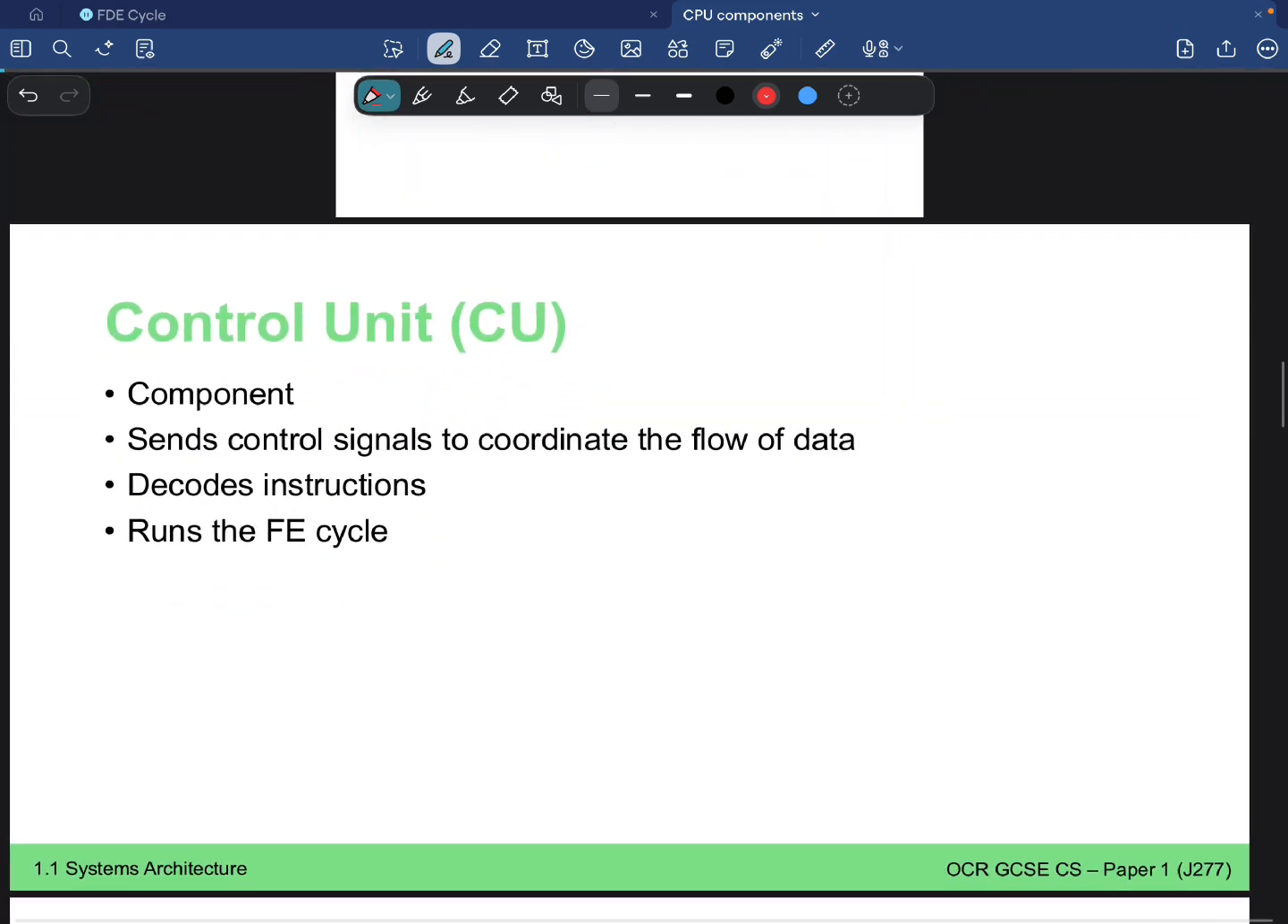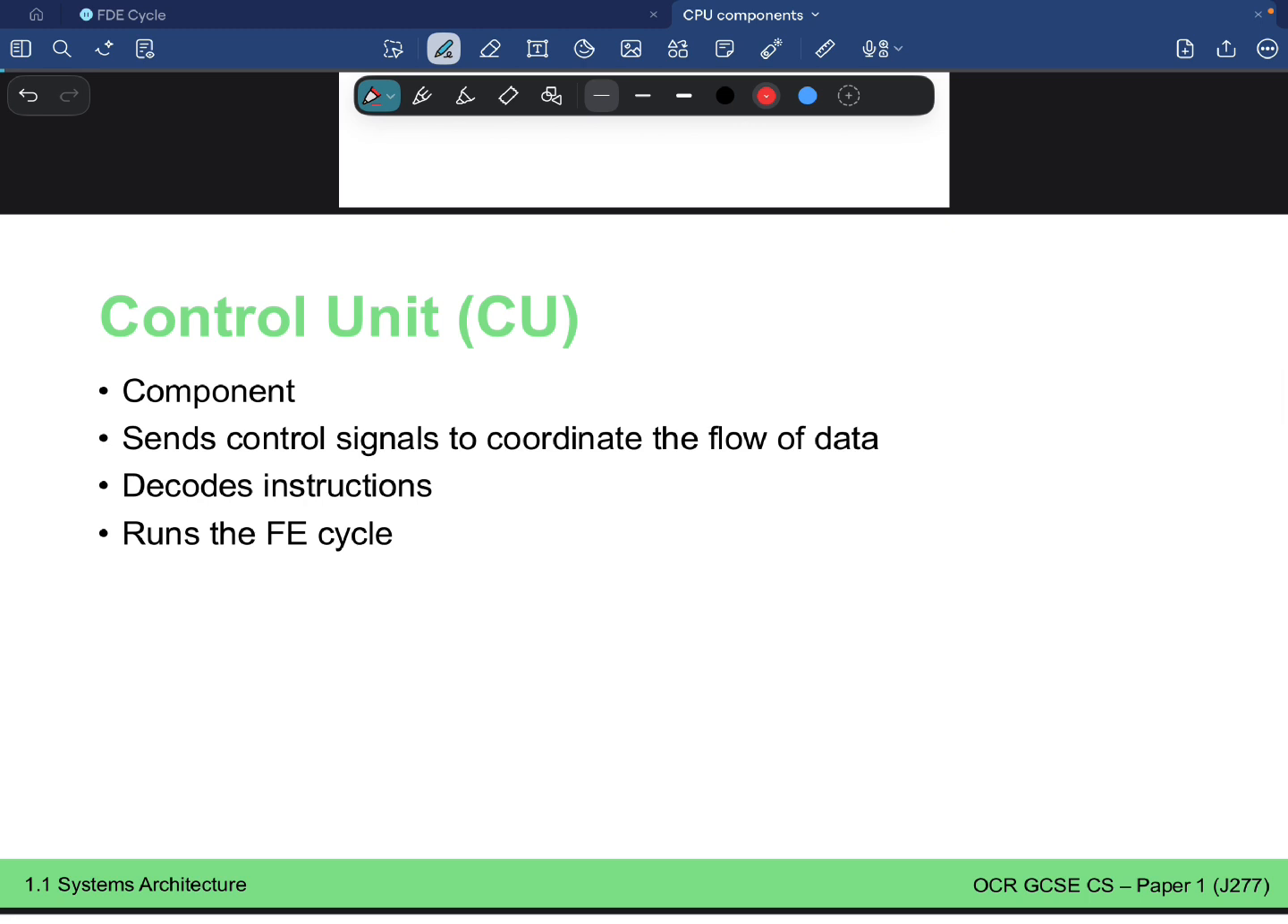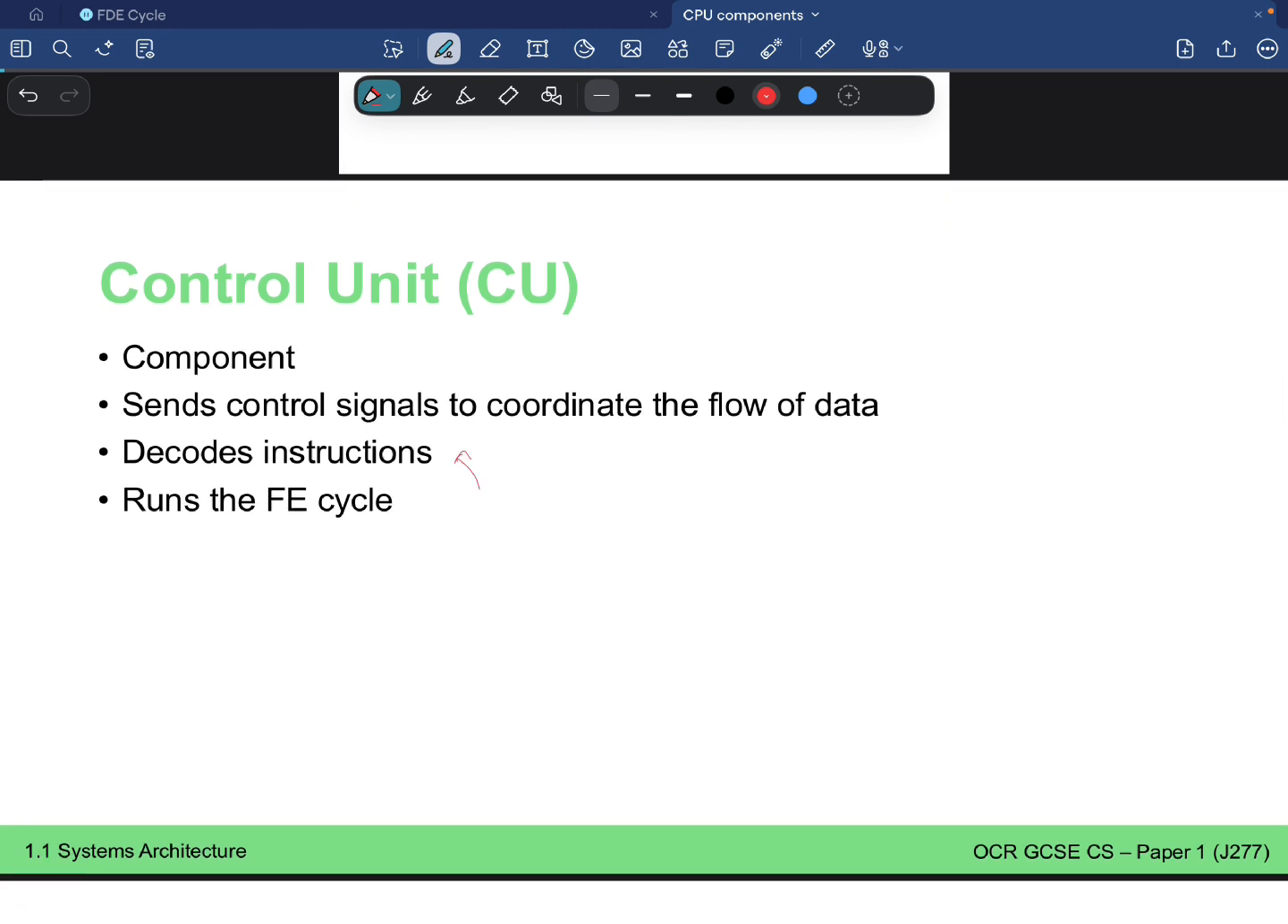Now here, the control unit, or the CU. The CU is a component inside the CPU. It sends control signals to coordinate the flow of data. It decodes instructions and it runs the fetch execute cycle. So this is the decode stage.